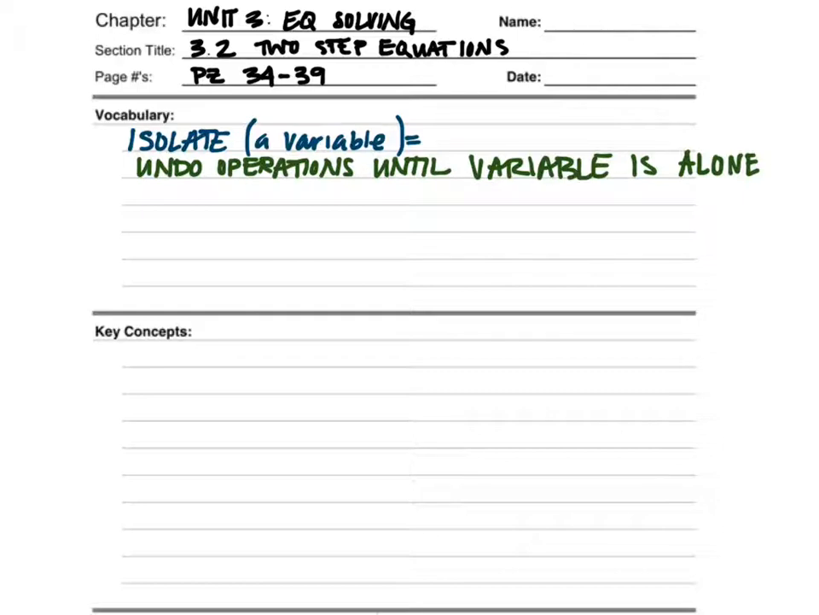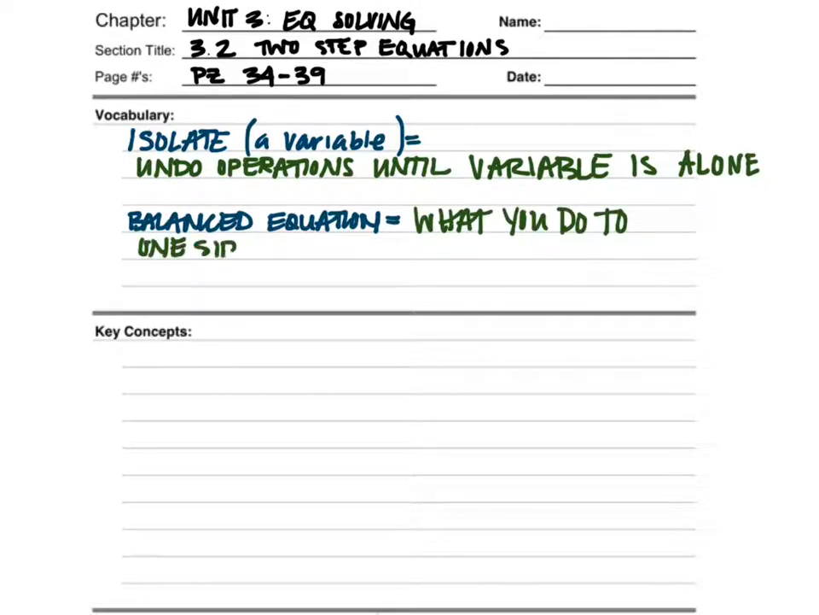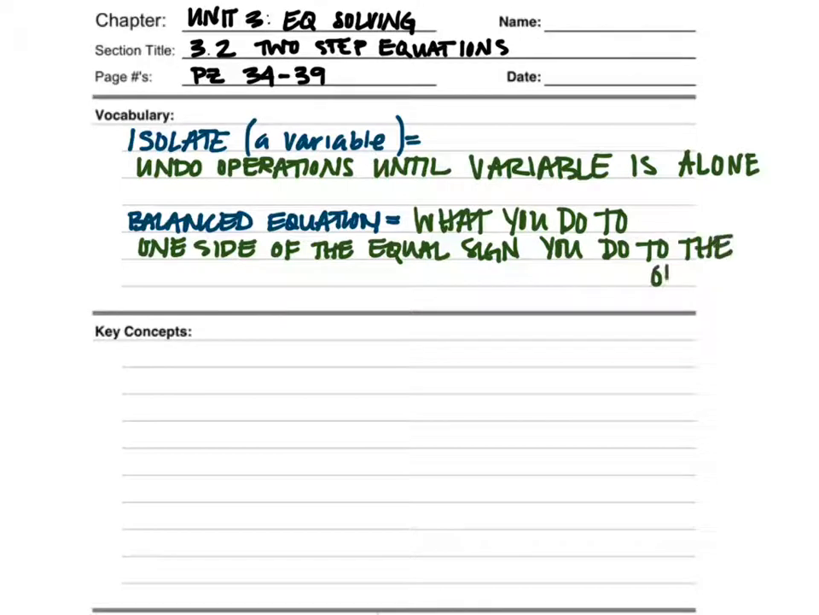The next vocabulary we're going to review is a balanced equation. So when we talk about a balanced equation, we're really manipulating the equation so that what you do to one side of the equation, or the equal sign, you do to the other side of the equal sign. So again, if you are adding 13 to one side, you need to add 13 to the other side.